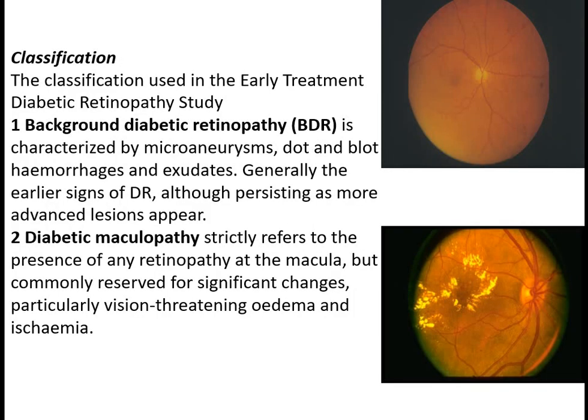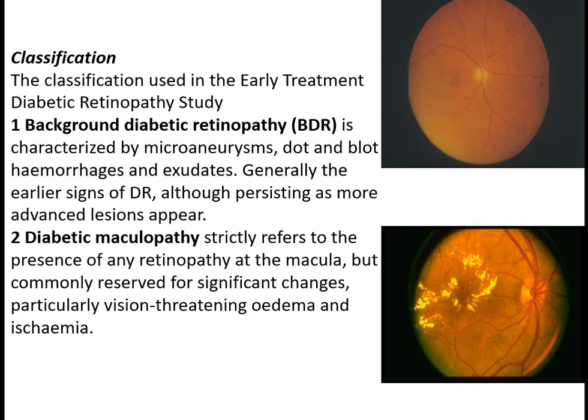The classification of diabetic retinopathy. There are multiple studies on diabetic retinopathy, but the most important study is the Early Treatment Diabetic Retinopathy Study. First of all, we have background diabetic retinopathy. In this stage, the patient presents with a normal or near normal visual acuity. On routine examination of the fundus, I can see microaneurysms, dot and blot hemorrhage, and exudate. Generally, these are the early signs of diabetic retinopathy, although they may be present with advanced stages of diabetic retinopathy.